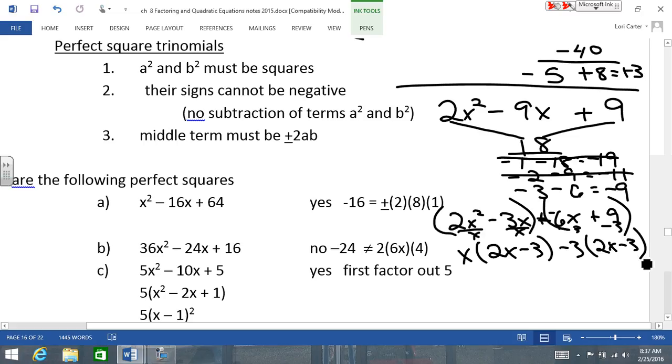x minus 3, and then 2x. What do they have in common? 3. Why do you do it that way? So this is how we do 2x minus 3 and then x minus 3.